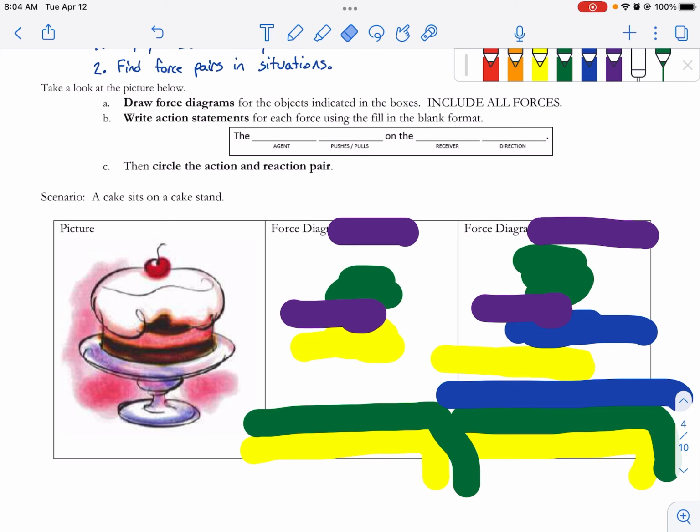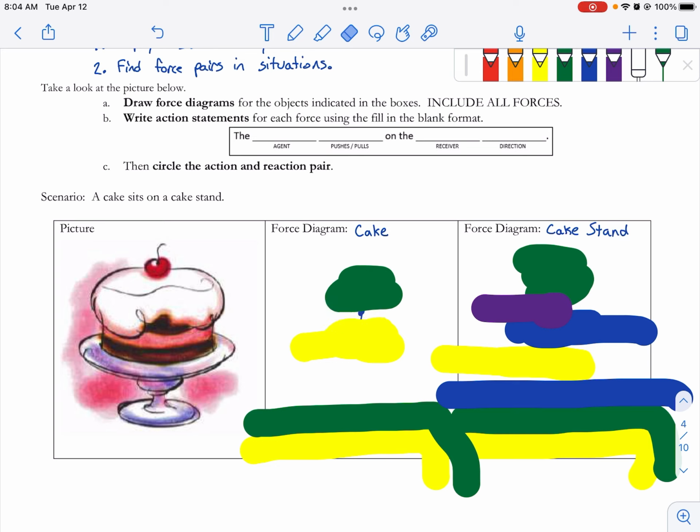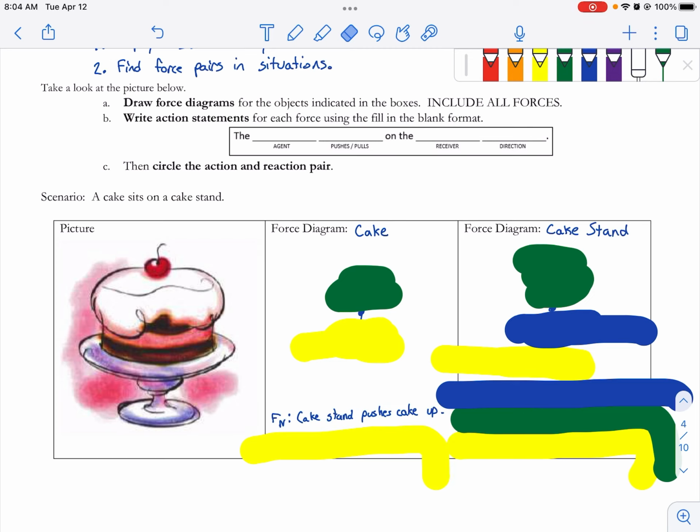So our scenario here is that we have a cake sitting on a stand. We're going to draw a diagram for the cake and for the stand. So we've got our dot for the cake and our dot for the stand. You can't really see it yet, but we're going to uncover all these forces. We're going to start with the first force that I could think of, which was the normal force.